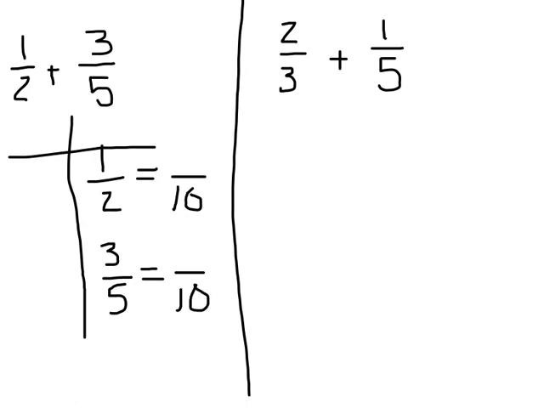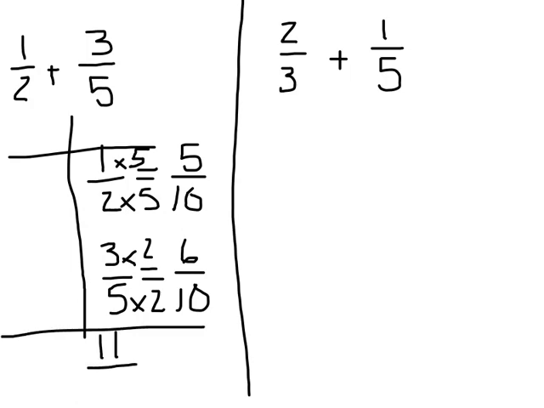Now, I can multiply 1/2 times 5 over 5. What will my equivalent fraction be? My equivalent fraction is 5/10. I can multiply 3/5 times 2 over 2. What will my equivalent fraction be? It will be 6/10. When I add 5/10 plus 6/10, what improper fraction do I get? I get 11/10. That's the same as 1 and 1/10.